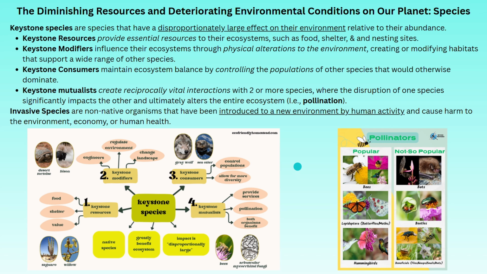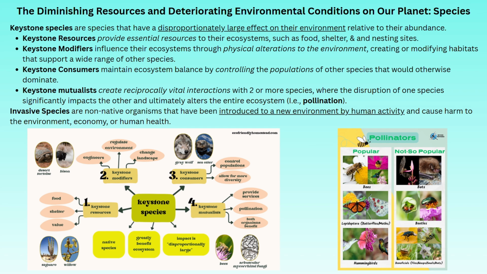Then we have keystone consumers. These are species that maintain ecosystem balance by controlling populations of other species that would otherwise dominate. Think of the sea otter with sea urchins, or the gray wolves with their prey that they feed on. And because of what they do, they allow for diversity. And I know that might sound counterintuitive. The species that these animals rely on overtake the environment and diversity goes down without them, which we've seen at Yellowstone National Park in North America.